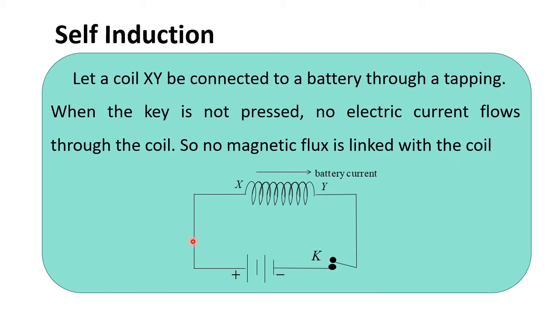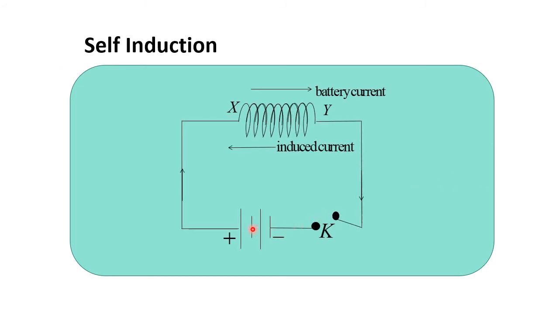So in that case, there is no change of current, then there is no story of opposing. But if you connect the key, means if you tap the key, current will start to flow through the circuit. Then an induced EMF will develop inside the coil and it will try to oppose the growth of current. If you untap the key, then current will decrease.